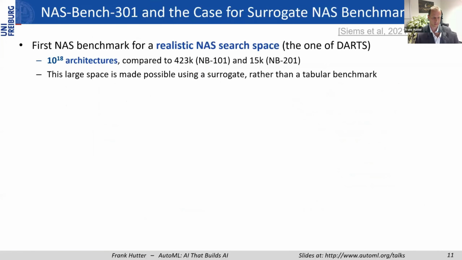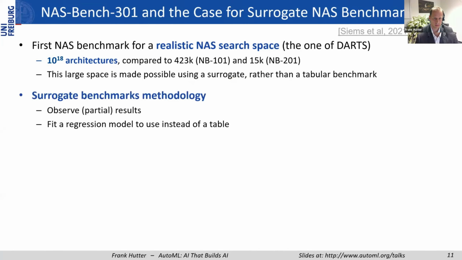Now, I just talked about NASBench 101, which was the first neural architecture search benchmark. But one of the problems of all these tabular neural architecture search benchmarks is that they're limited to small neural architecture search spaces that we can actually exhaustively evaluate. In practice, what we would rather want to evaluate are architecture search spaces that have something like 10 to the 18 architectures, such as in the DARTS paper. And NASBench 301 now is the first cheap to evaluate neural architecture search benchmark that allows for arbitrarily large search spaces. And this is made possible by actually using a surrogate model rather than a tabular benchmark.